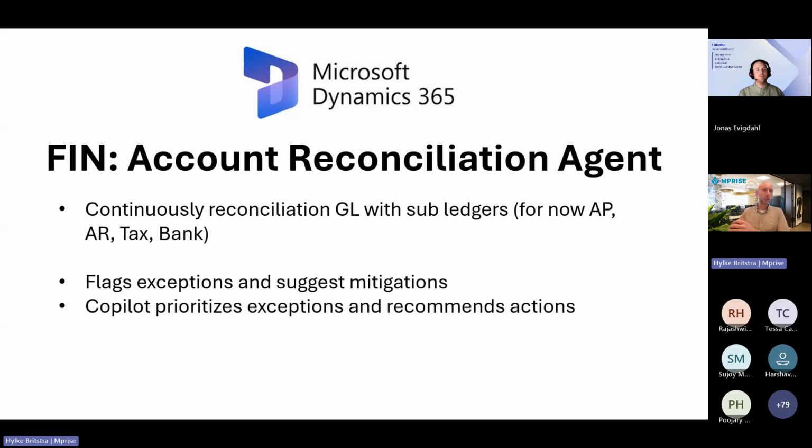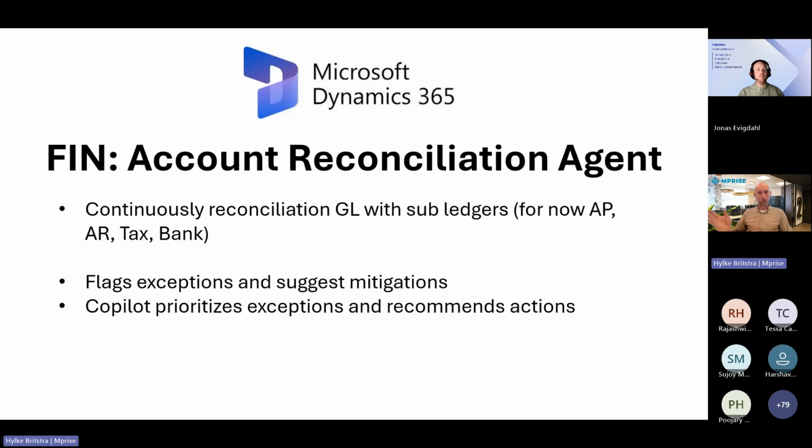So what is the account reconciliation agent for? It is continuously reconciling the subledgers and the GL. You already have some reports in F&O that you can run to do some reconciliations, but this agent is continuously checking the subledger and the ledger posting and checking: can I reconcile, or do I have any exceptions? At this moment, the account reconciliation agent has a scope for AP, AR, tax, and bank. So in the current situation, it is checking the postings of four modules into the general ledger.